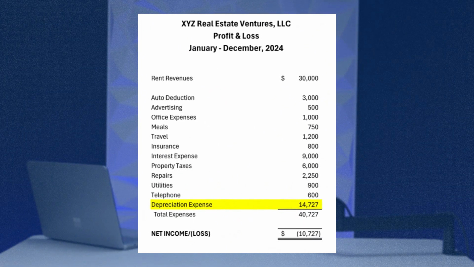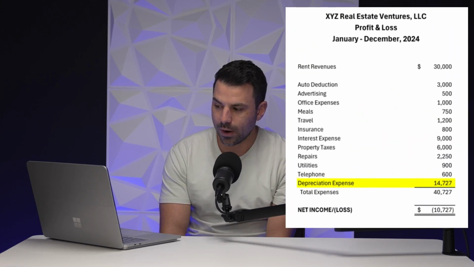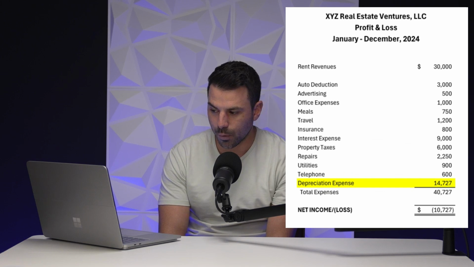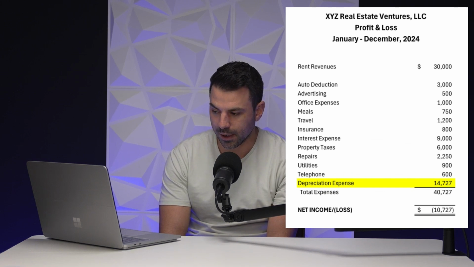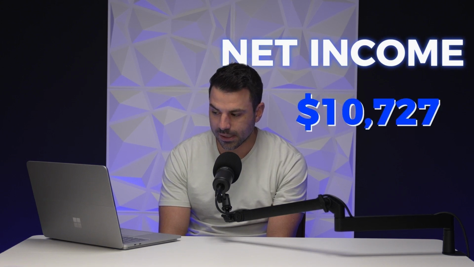Okay, now let's look at the real P&L and how it looks once we add in depreciation expense to your expenses. So it's the same as above, except now we've put in the depreciation expense that you're able to take as a tax deduction. So that $14,727 comes in here. You're going to see now that your net income is a loss of $10,727.